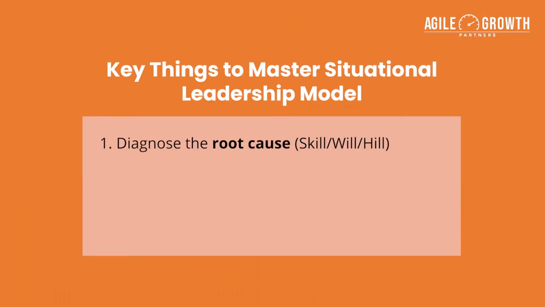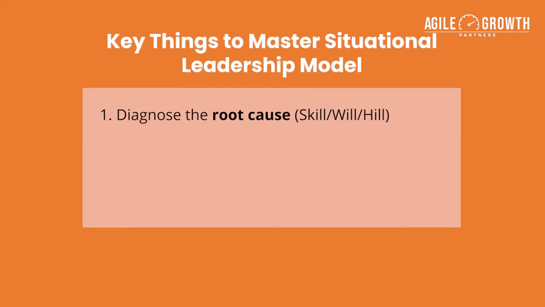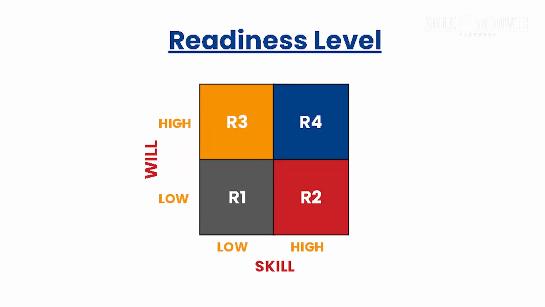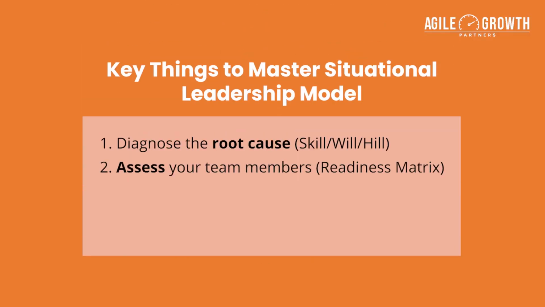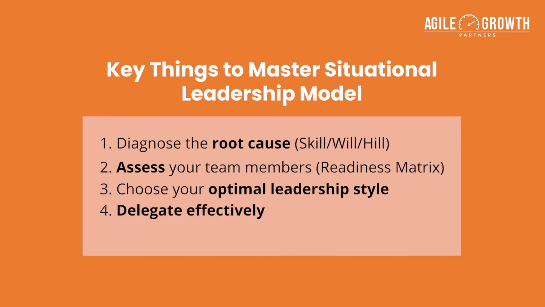Mastering the situational leadership model requires you to do 5 things and to do them effectively. First, you have to diagnose the root cause. So we'll talk about a skill, will, hill framework. Second, you have to assess your team members and plot them on a readiness matrix. Third, you have to choose the optimal leadership style. Fourth, very important, you have to learn how to delegate effectively. Fifth is, you have to learn how to apply the model at a more granular level.